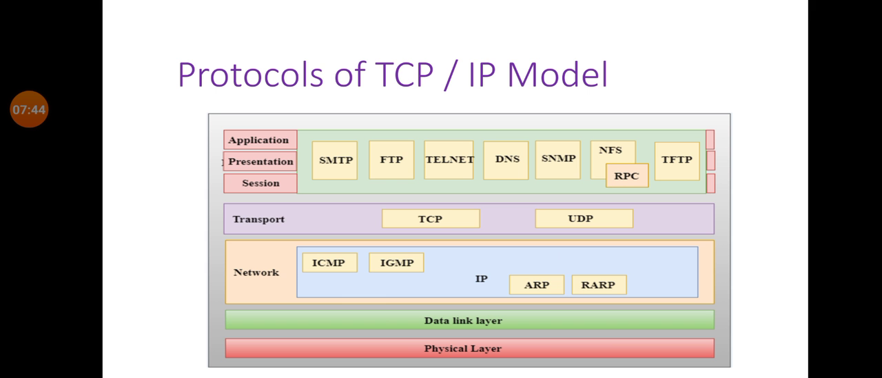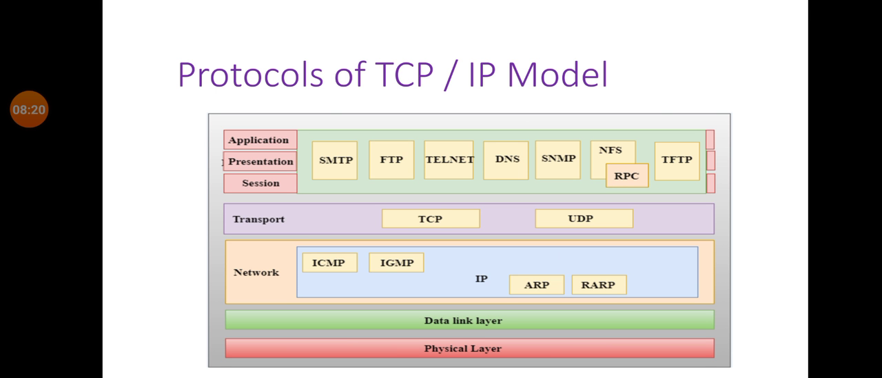Here in this diagram you can see the application layer, presentation layer and session layer. They are combined together in TCP/IP, and those three layers together we consider as the application layer. The application layer uses protocols such as SMTP, FTP, Telnet, DNS, SNMP, NFS, TFTP, and one more protocol missing here, HTTP, the most important protocol used by TCP/IP.